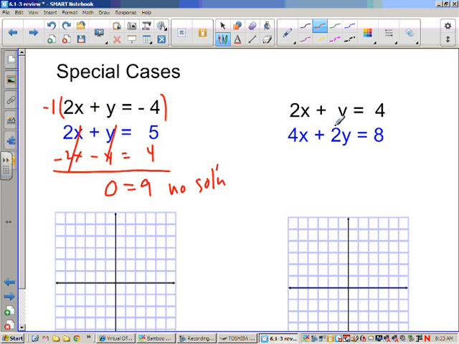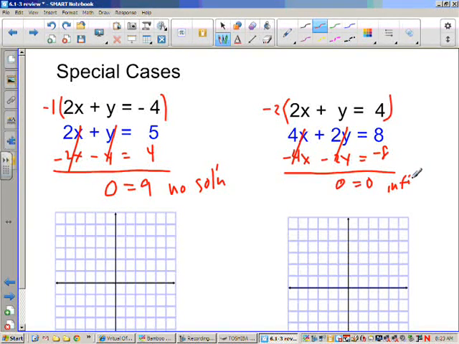If we look over at this system of equations, I can multiply the top by negative 2 to get negative 4x minus 2y equals negative 8. Again, variables eliminate, but in this case I get 0 equals 0. We would say in this case it's the same line, and so every point works, and we get infinitely many solutions.